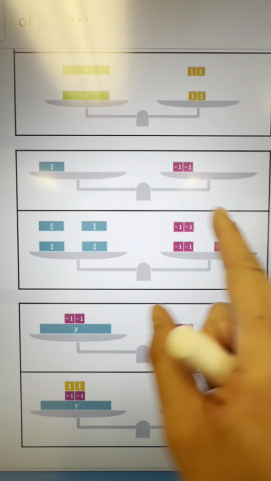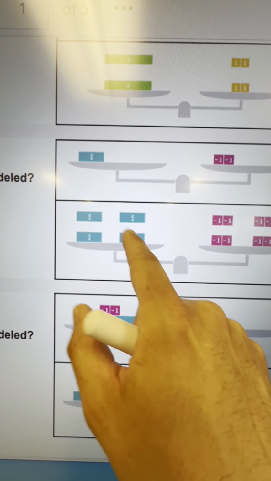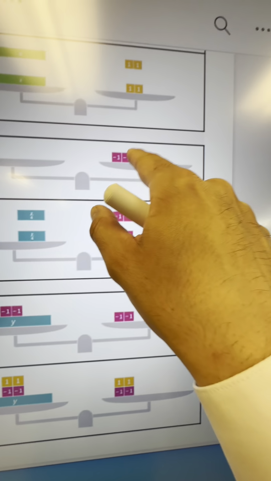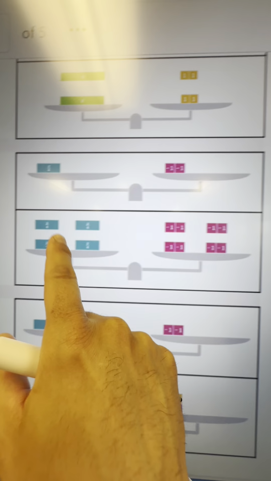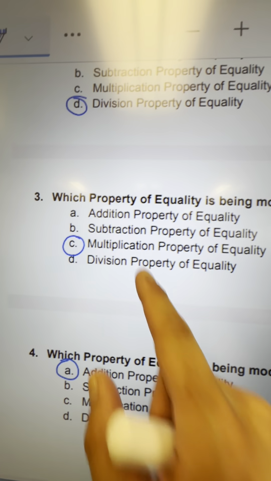Here we're not adding the same thing on both sides. We're multiplying this by 4, so we're making 4 copies of that, and on this side we're making 4 copies of that. So we're introducing 2 different things on both sides. This is why this is multiplication property of equality.